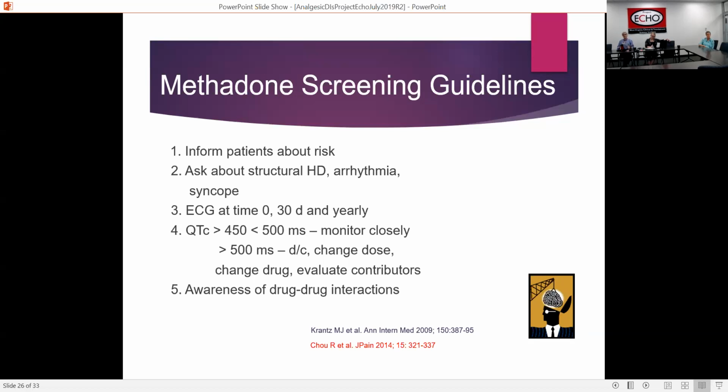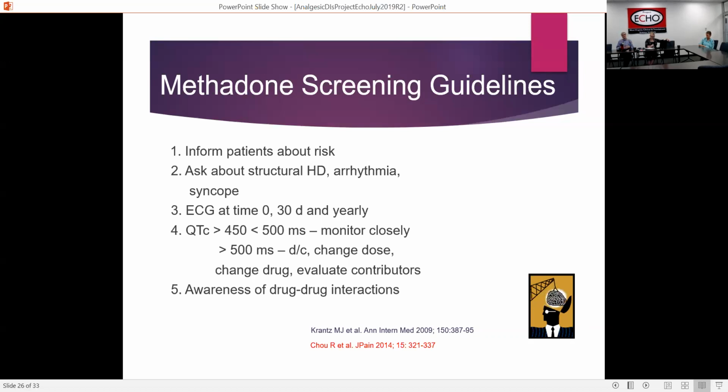Okay, so with a person with a QT on the drug that goes from 450 to 500, what do you do? You monitor the patient, I think, is what you do. You consider changing the medication to a different agent. You consider and look for reasons. Is it electrolyte? Is it concurrent medication? Is the potassium low? Whatever. That may require a change in dose or drug.